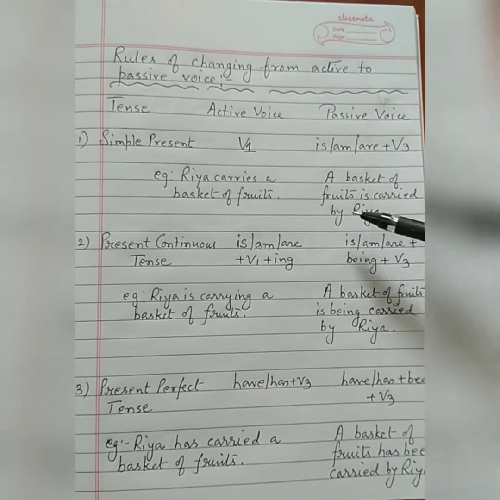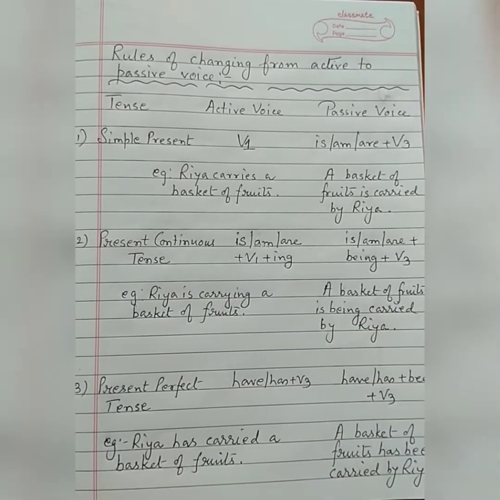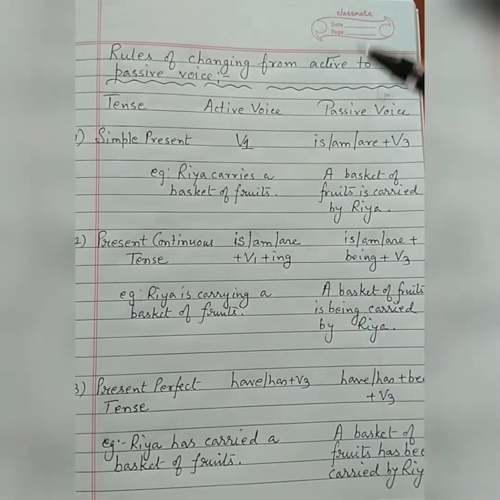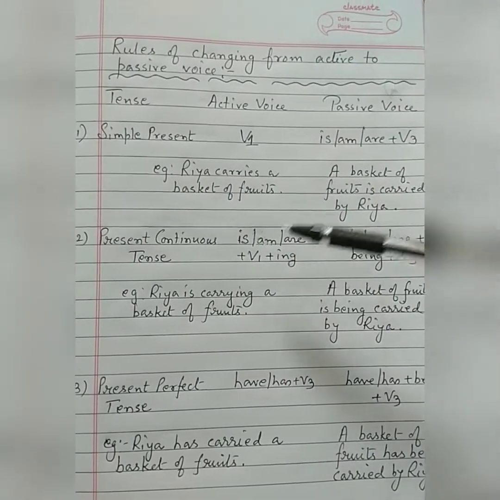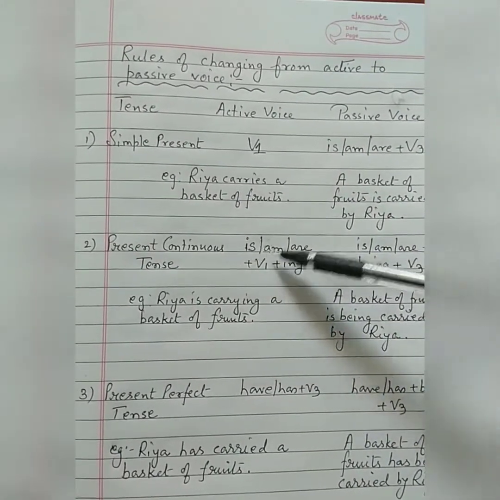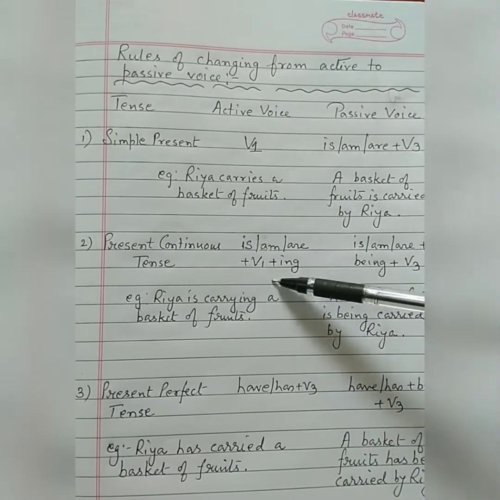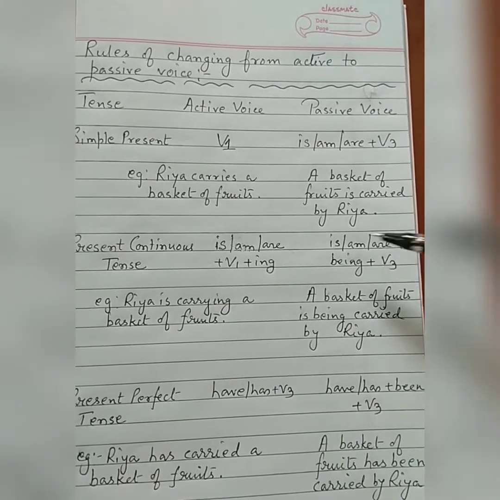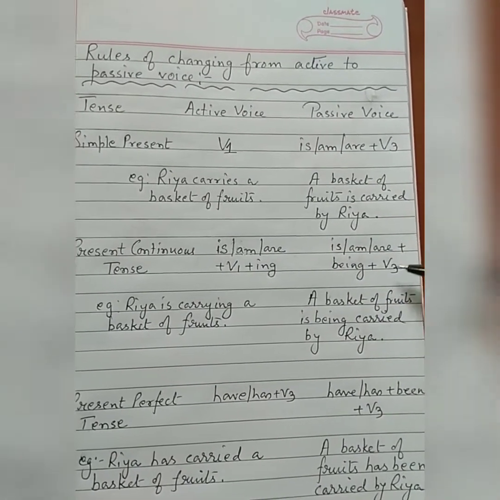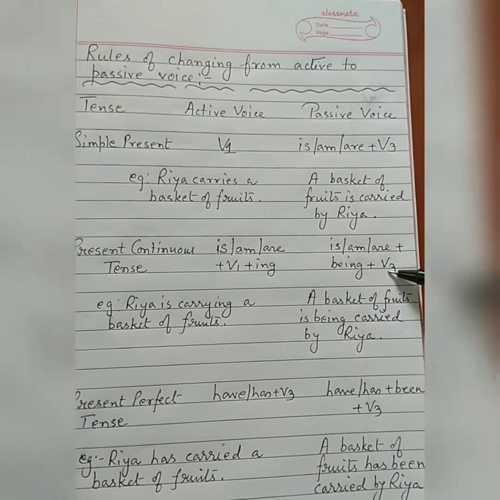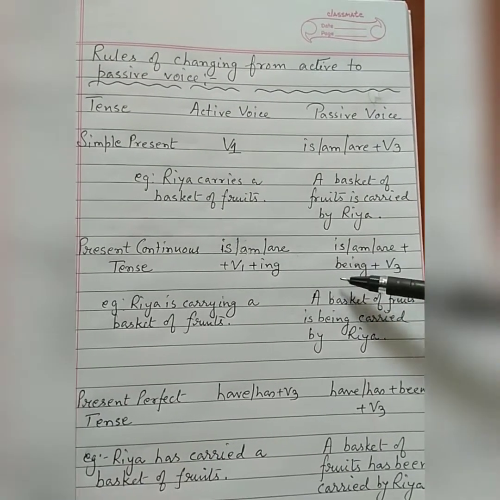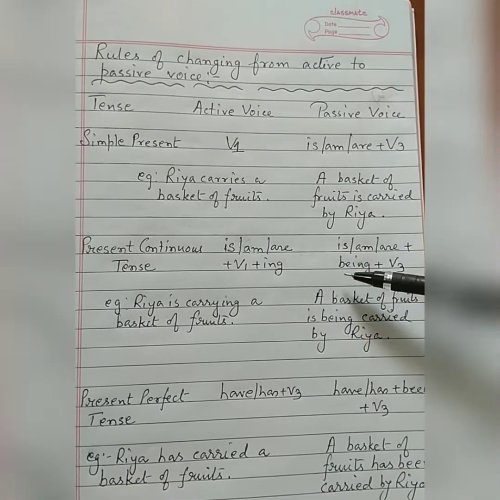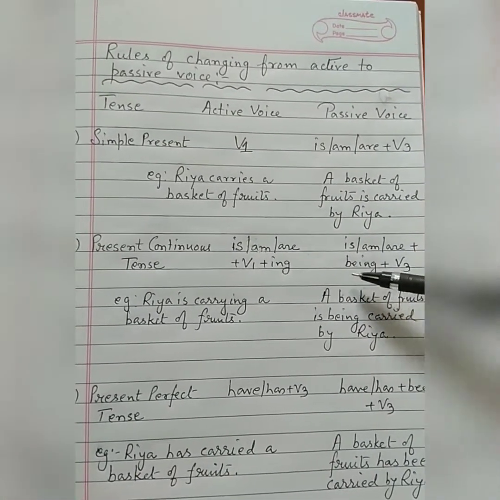Okay. Now in the case of present continuous tense, we will use is, am, are plus V1 plus ing. We use it mostly. So is, am, are plus the V1 plus ing form of the verb comes. So whenever it changes to the passive voice, is, am, are will be the same. V3 also will be the same, only the extra thing we are using, that is being. So in the case of present continuous tense, we use extra, that is being.